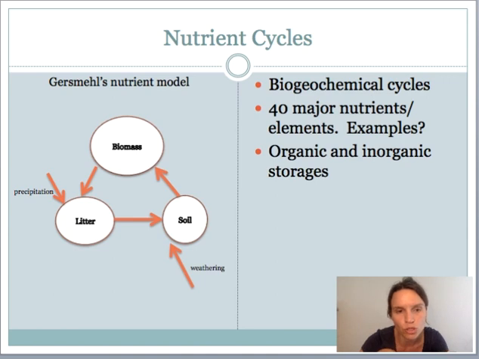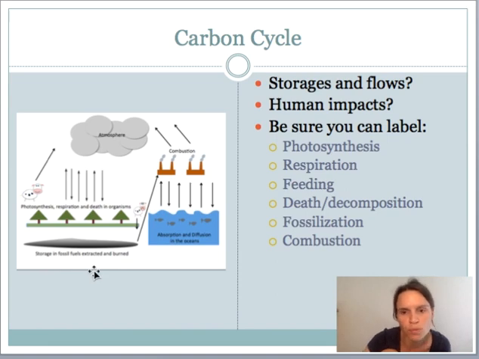The two nutrients that we are going to look at most carefully are carbon and nitrogen. So the carbon cycle should probably look relatively familiar to most of you. You should be able to talk about some of the major storages of carbon. The biggest storage of carbon that we have is carbon that sits in the deep oceans.